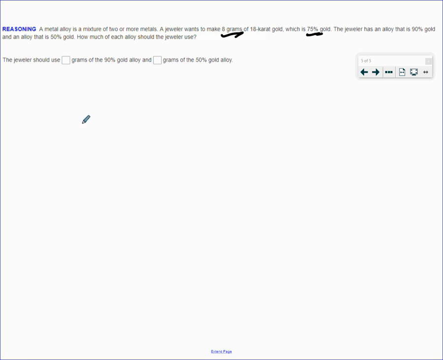So what we want is that x plus y, right? This is the gold, and this is the non-gold. I'm going to call that non-gold. Gold plus non-gold together would equal 8 grams in total, right?